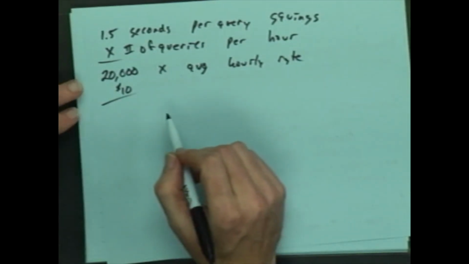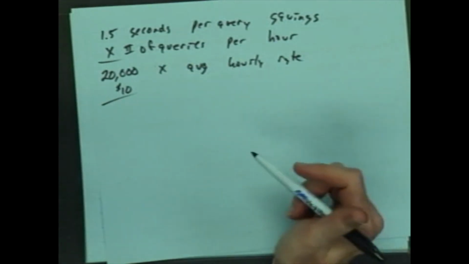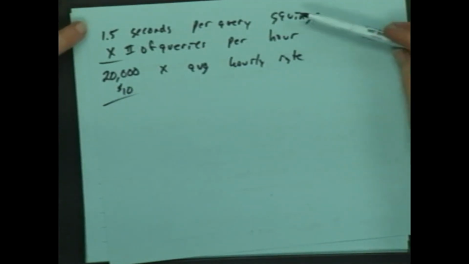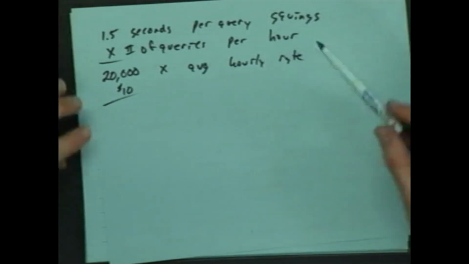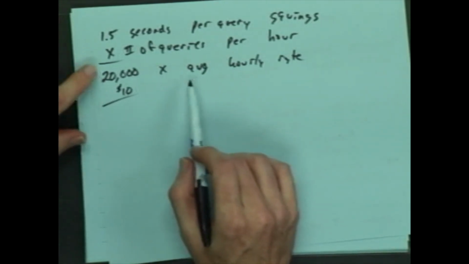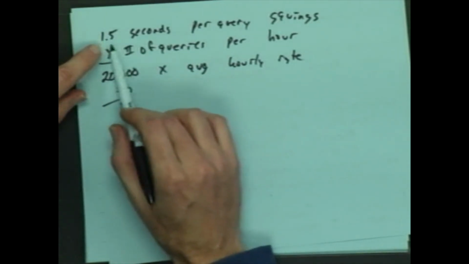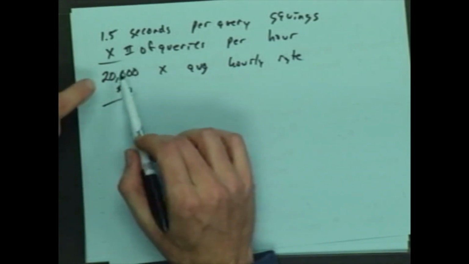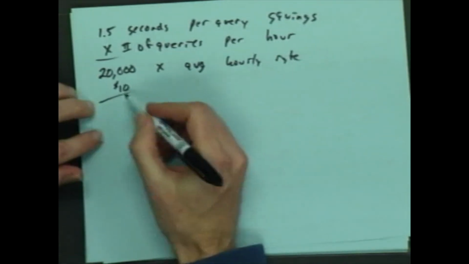That's not exactly right. But anyway, you just come up with a number. Y'all are good enough at this, right? It's not hourly rate. This would be the 1.5 seconds. You'd have to get a cost per 1.5 seconds, and then that would be your savings.